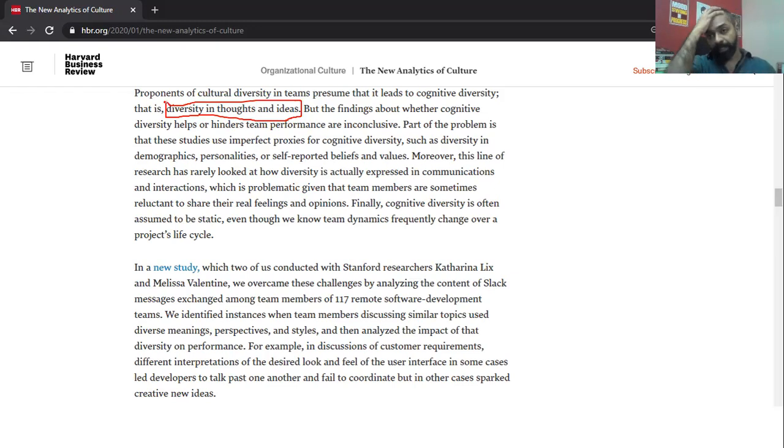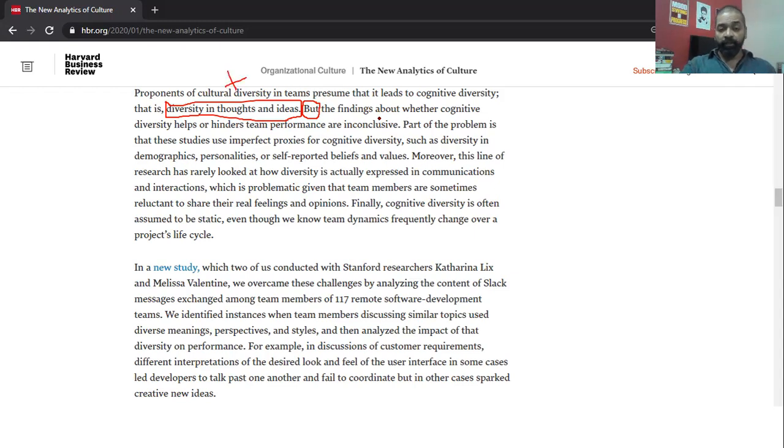So cognitive diversity, I can understand it in a number of ways, but if the author is telling you what it means, you stick to that, because in the questions later you'll have to utilize this meaning, right? So cognitive diversity is diversity in thoughts and ideas. Proponents of cultural diversity in teams presume it leads to cognitive diversity. But, okay, and that's your mighty word here. So you know that the author does not, or most probably does not really approve of this particular presumption, or something related to that. Okay, the positivity will be missing. This part is positive, right? Because it's leading to diversity in thoughts and ideas.